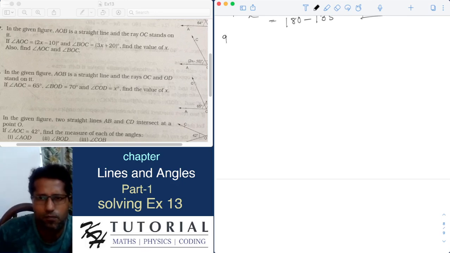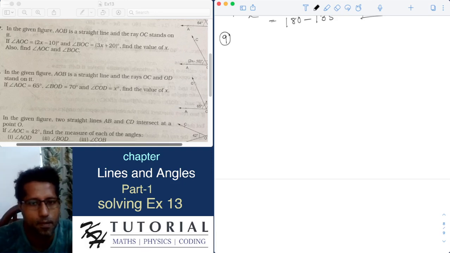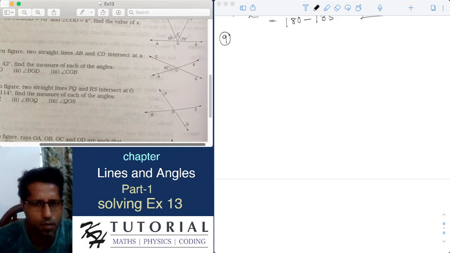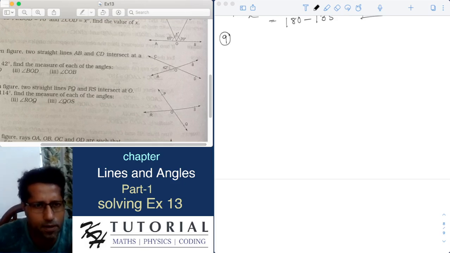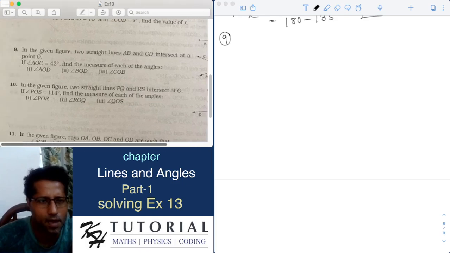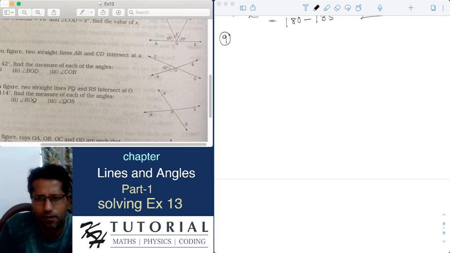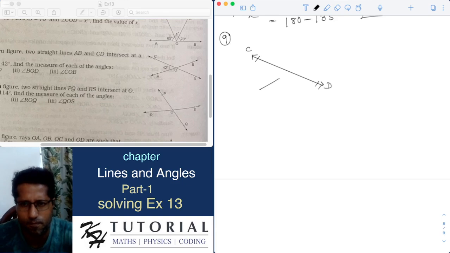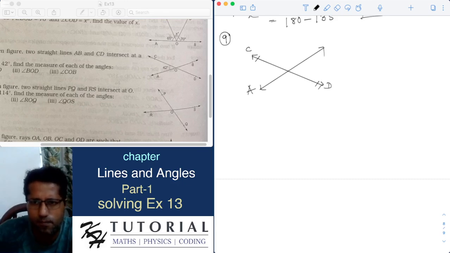Let's solve question number 9. Question number 9 says that in the given figure, two lines AB and CD intersect at a point O. Okay, so let's draw the figure first. We have the line CD, and the line AB, they intersect at the point O.